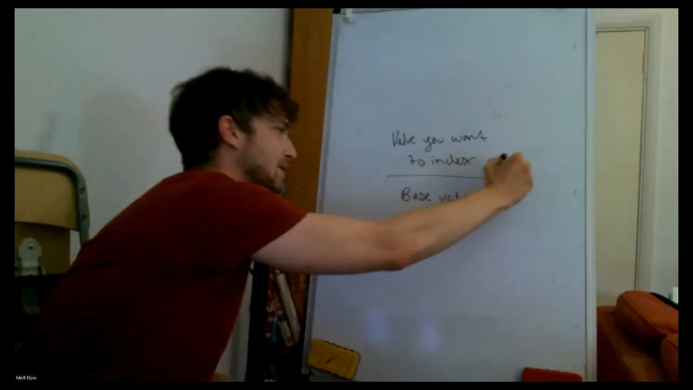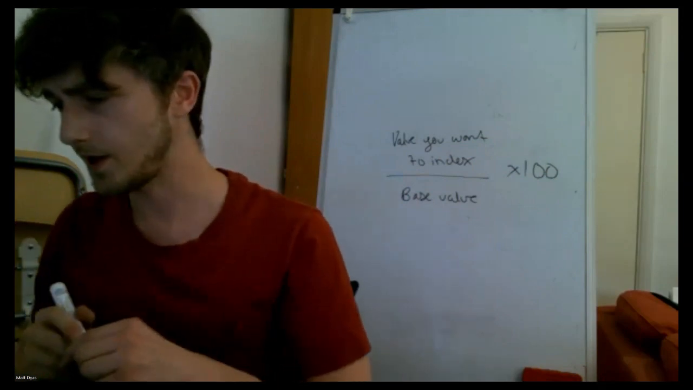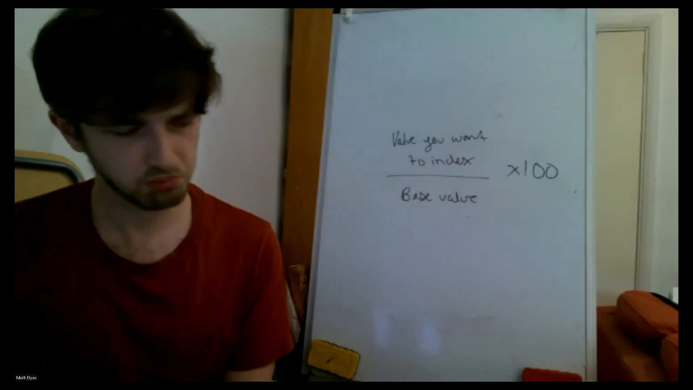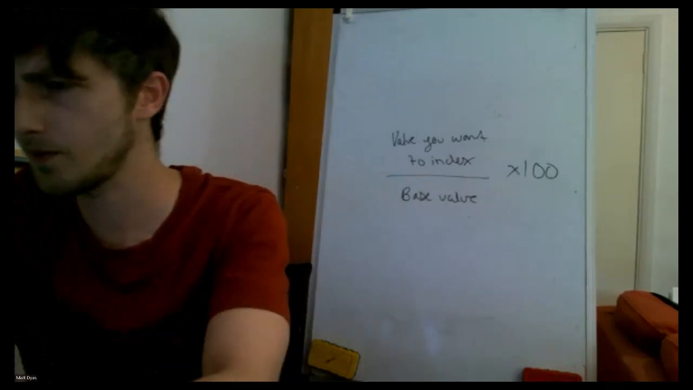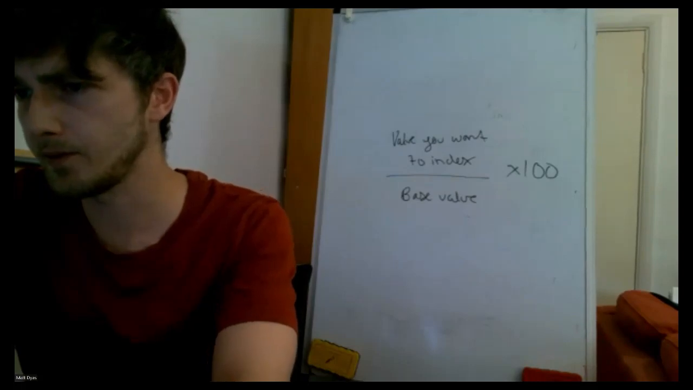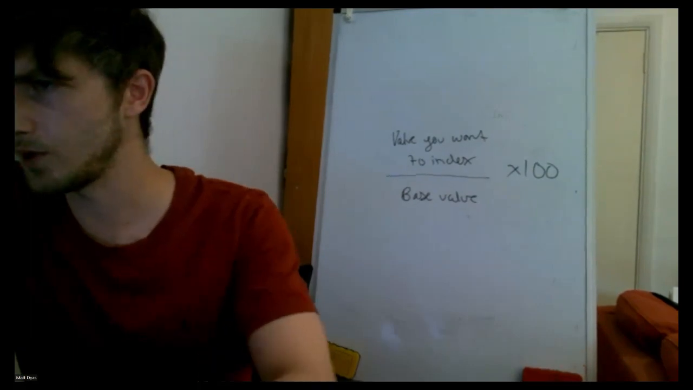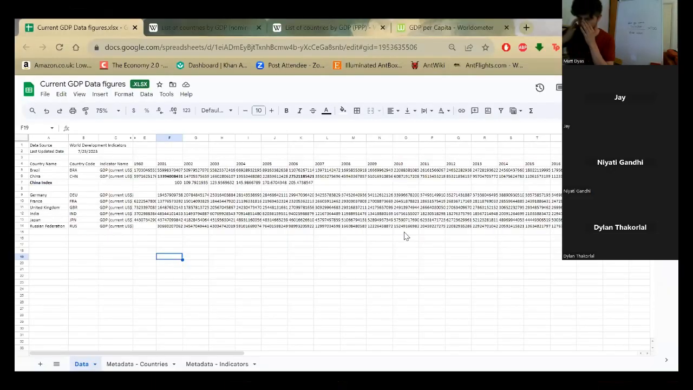All right, and then just multiply by 100. So you can do that for any data set, and that will give you a set of index numbers for that data set. So that's the basics. Any questions on that before I barrel on? Okay, I'm going to assume no. So just some important tips then.